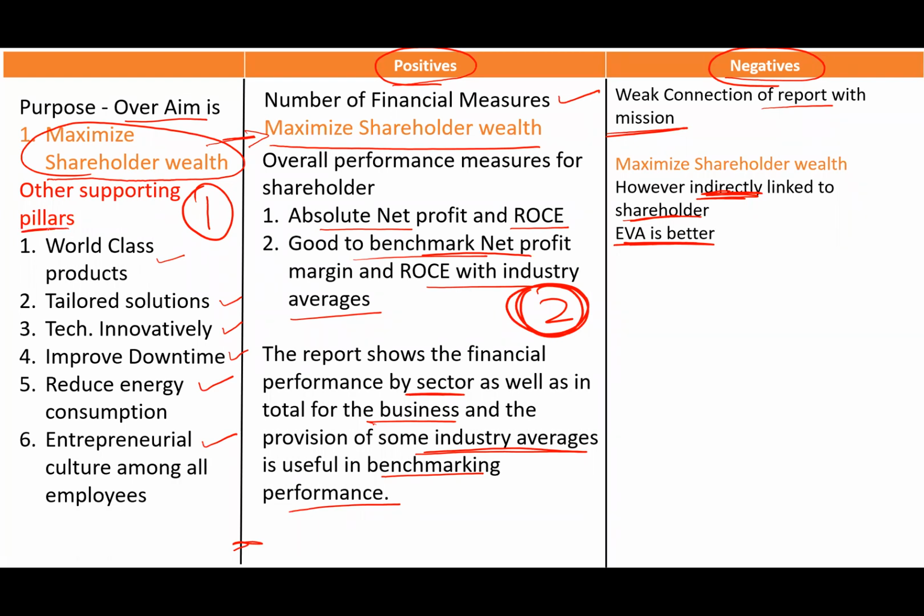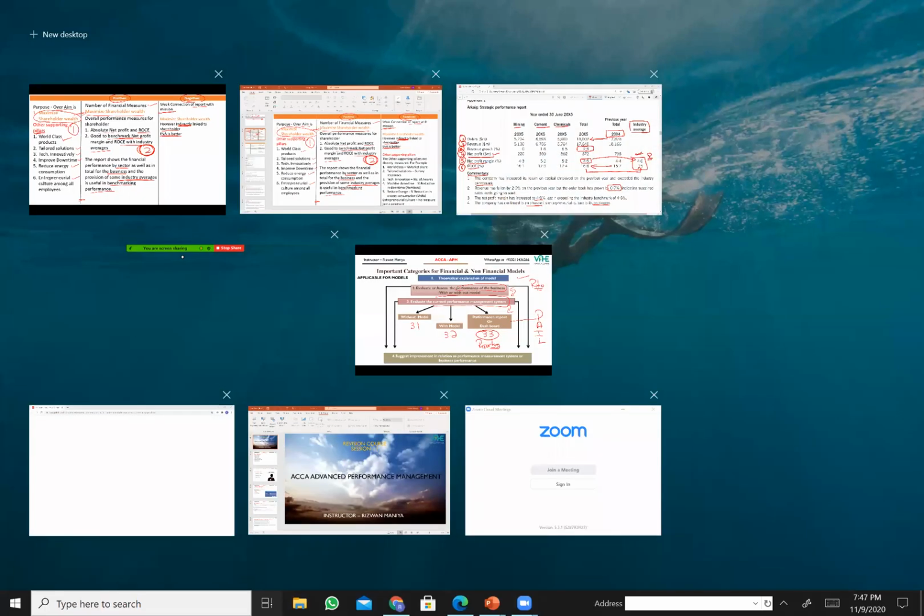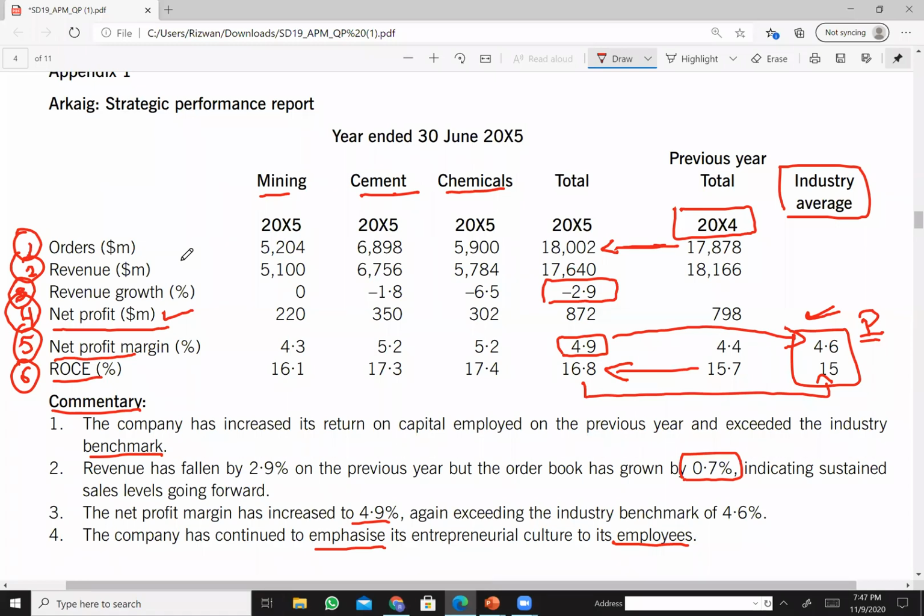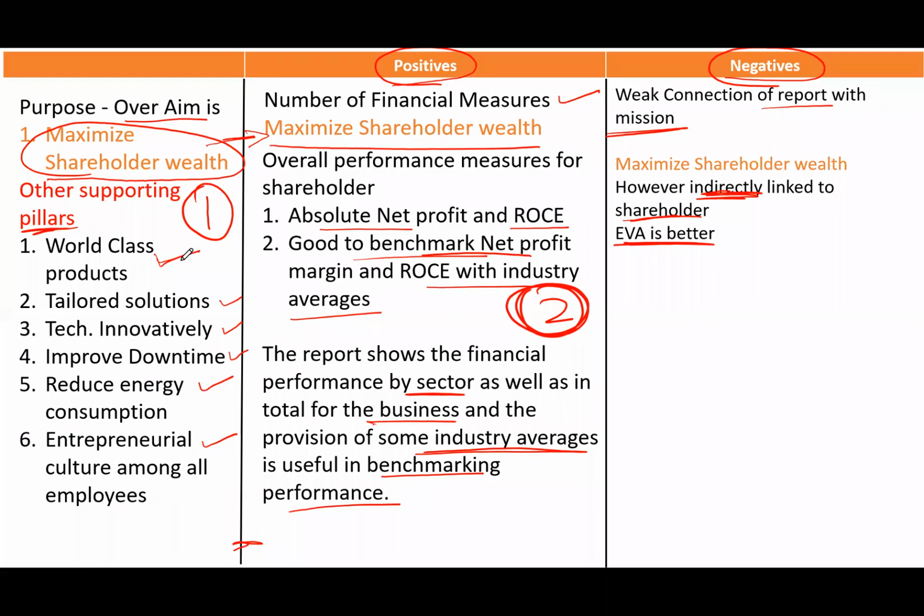Now coming towards these supporting pillars, one by one. Let's see one by one. World-class products, tailored solution, tech innovation, improve downtime, reduce energy consumption, or entrepreneurial culture among employees. Now, what do you think if I just quickly show you the report? Can you say that the report is showing us directly about the technology innovation that we are doing, or about the change in the employees' culture, or about being world class, or about, let's suppose, the tailored solutions? No, not at all. The report is not covering these aspects at all. It's mainly financial, right? So it is not giving you the message as to whether the company is fulfilling all those things. No, it is not.